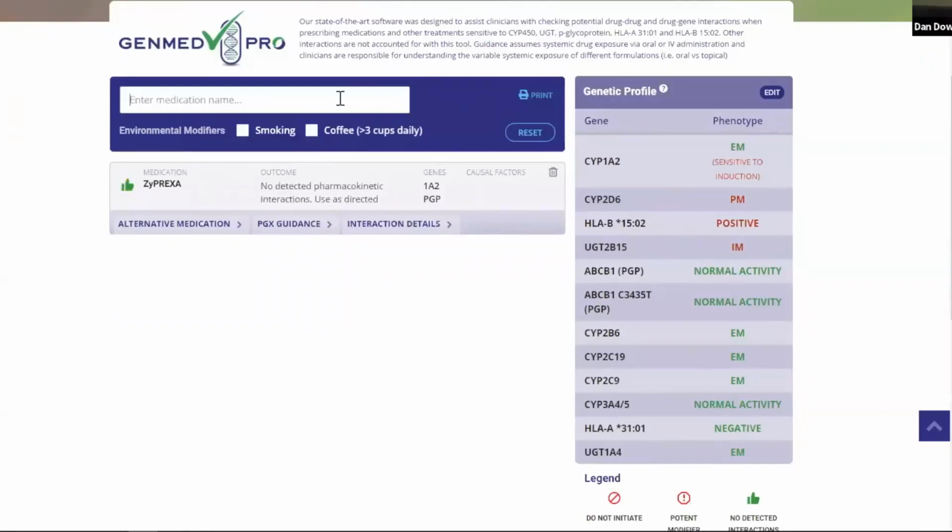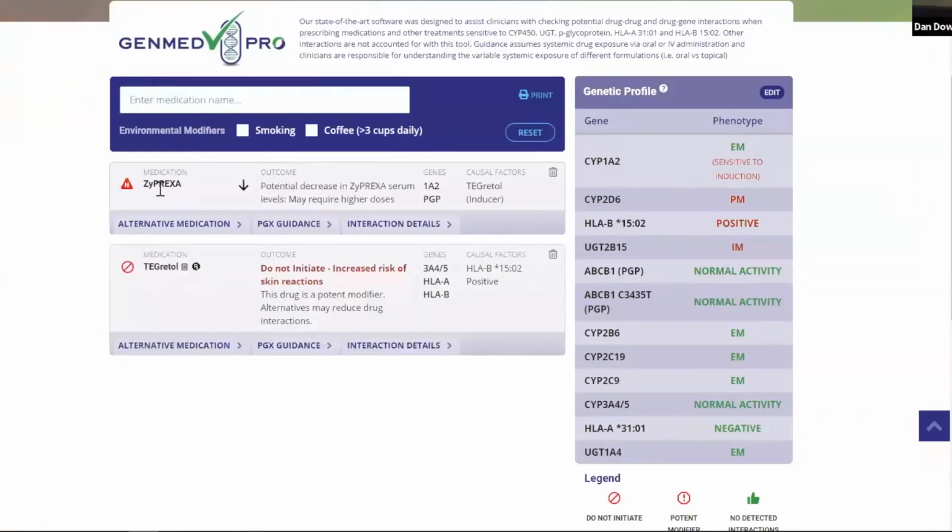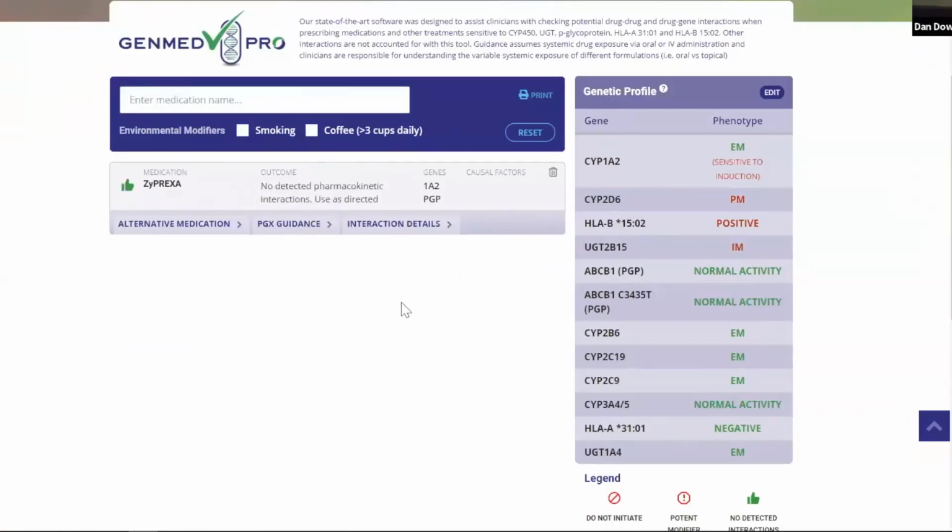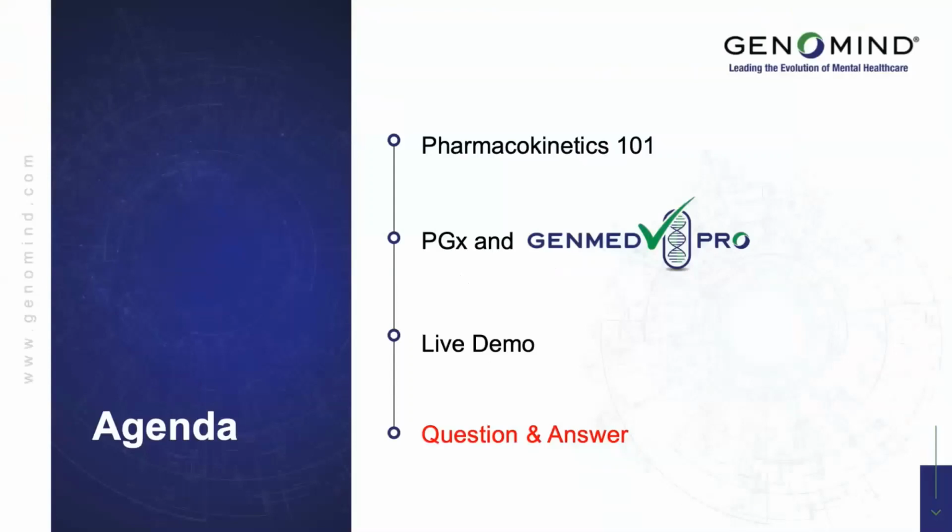If I add a medication on board that is an enzyme inducer like Tegretol, well, that will lower Zyprexa levels significantly, okay? So your genes matter, your drugs matter, and this tool is designed to marry all of these different concepts together. Okay, so I'm going to switch back and we're going to finish up a couple of slides, and then we can always come back to this tool if people have questions during the Q&A.